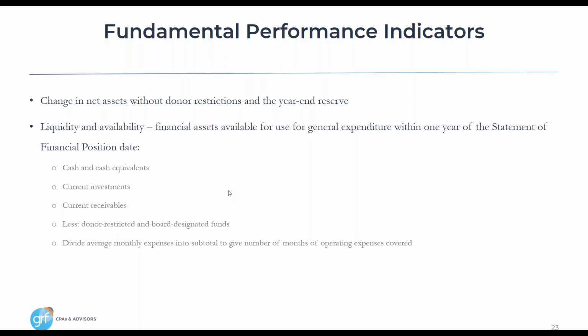So we add those items together, get a subtotal, and we subtract anything which we feel should be subtracted because of any kind of restriction. So donor restricted funds and board designated funds. That gives us a subtotal. We then take the annual expenses for the organization, calculate an average monthly amount, and divide that into that financial asset subtotal. That will give us an estimate for the number of months of general operating expenditures that are covered by those financial assets. So it's a measure of liquidity of the organization.